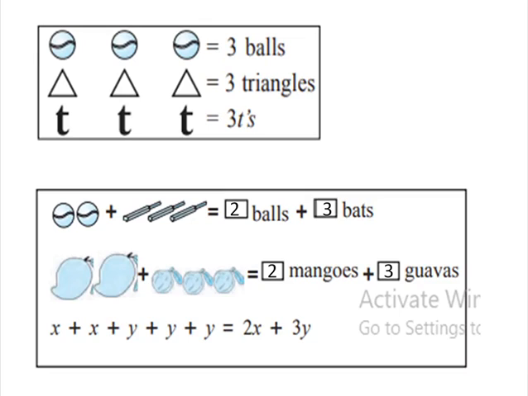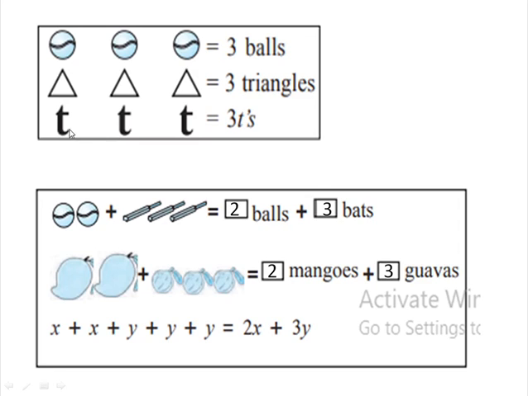Now look at another example given on the same page, that is page number 55. Here if you look at the first box, how many balls are there? 3 balls are there. So we will write it here as 3 balls. Now how many triangles are there? 3. So we write it as 3 triangles.